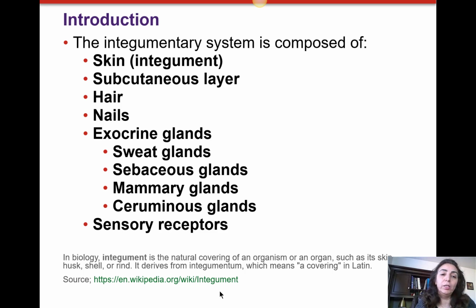So I wanted to make it clear that integument by itself means skin, but the integumentary system is beyond the skin only. Besides the skin, the integumentary system covers the subcutaneous layer that is located under the skin. You remember we called the skin the cutaneous membrane, so subcutaneous is under cutaneous, under the skin. The subcutaneous layer is not part of the skin, but it is part of the integumentary system.